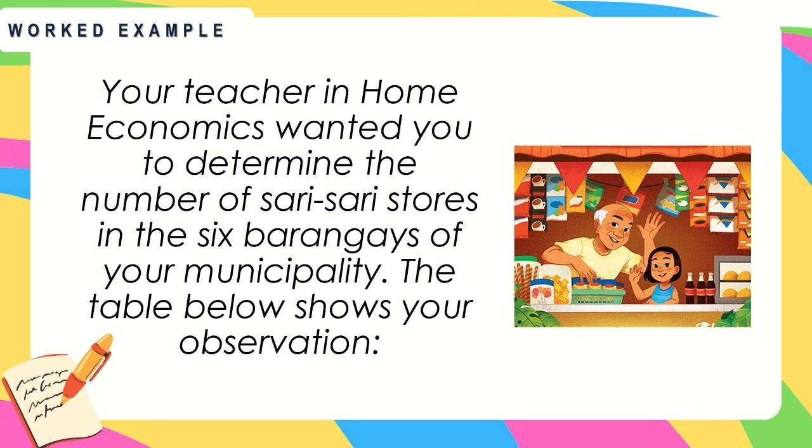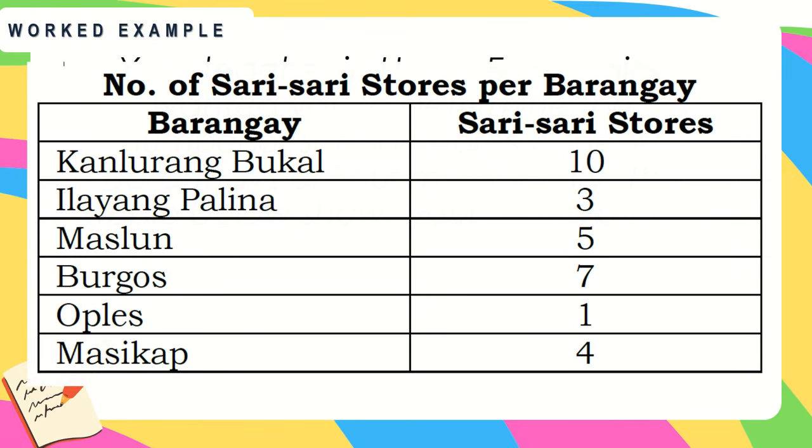For example, your teacher in home economics wanted you to determine the number of sari-sari stores in the 6 barangays of your municipality. The table shows your observation. Number of sari-sari stores per barangay. For the first column, we have the barangay, and the second column, the sari-sari stores. In Kanlurang Bukal, we have 10 sari-sari stores. In Ilayang Palina, 3. Maslun, 5. Burgos, 7. Oples, 1. And Masikap, 4.